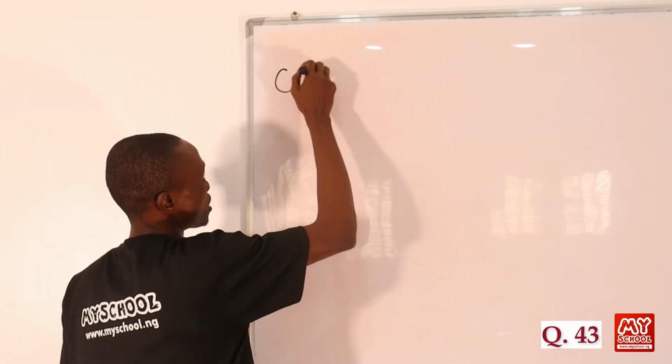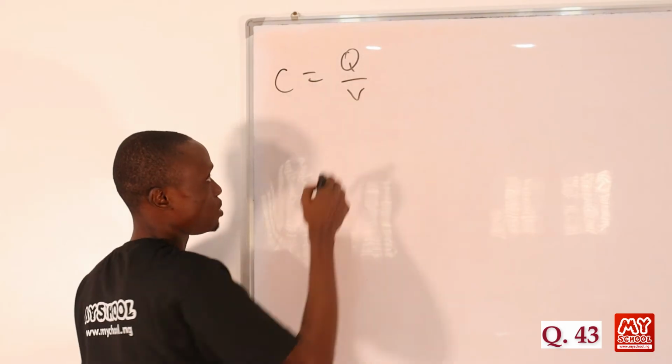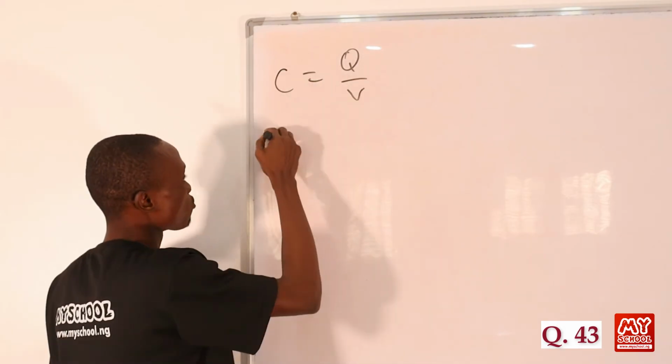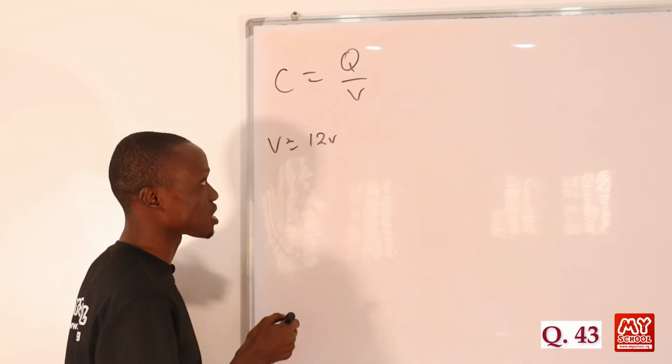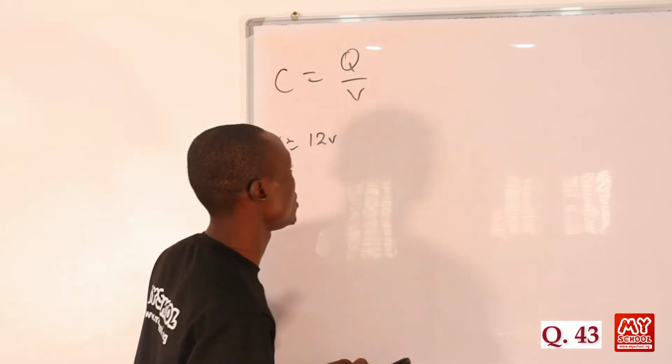As we can see from the diagram, the capacitors are arranged in series. Since they are arranged in series, the same quantity of charge flows through all three capacitors. But remember that capacitance is equal to Q all over V. In this question we are given the voltage to be equal to 12 volts. So first of all, let's calculate the effective capacitance in series.